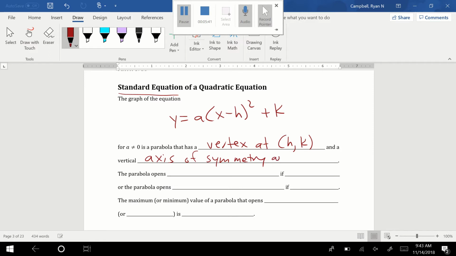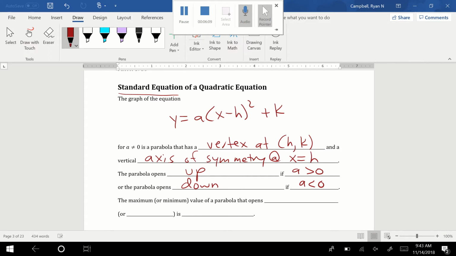And that's going to be at x equals h. So that vertical line, x equals h, is going to be our axis of symmetry. We know that the parabola is going to open up if a is greater than 0, and it opens down if a is less than 0. Again, a lot of this is going to be very similar, since we already talked about parabolas.